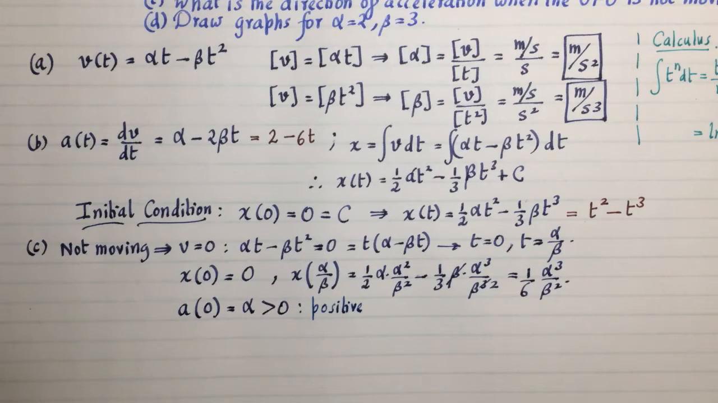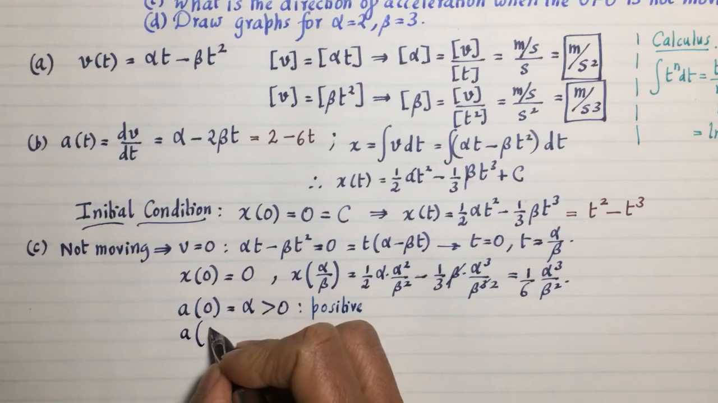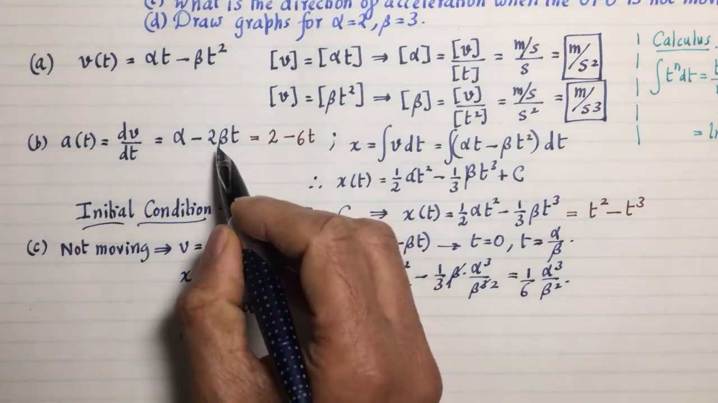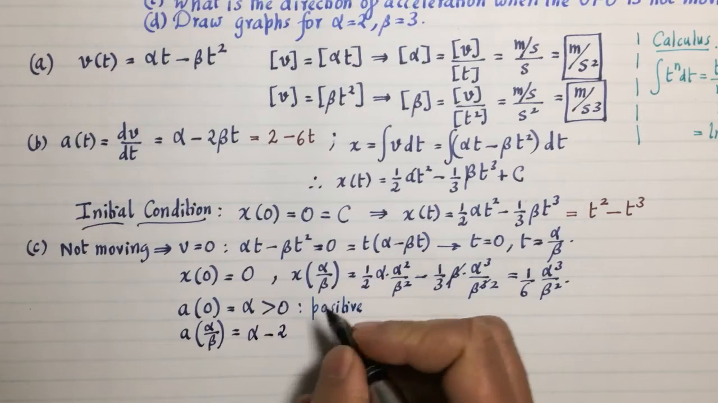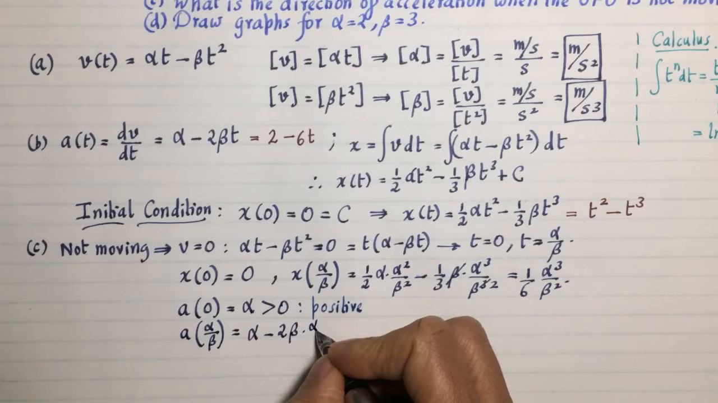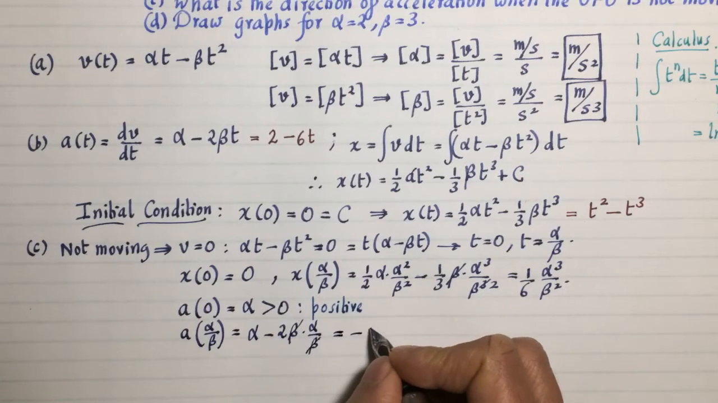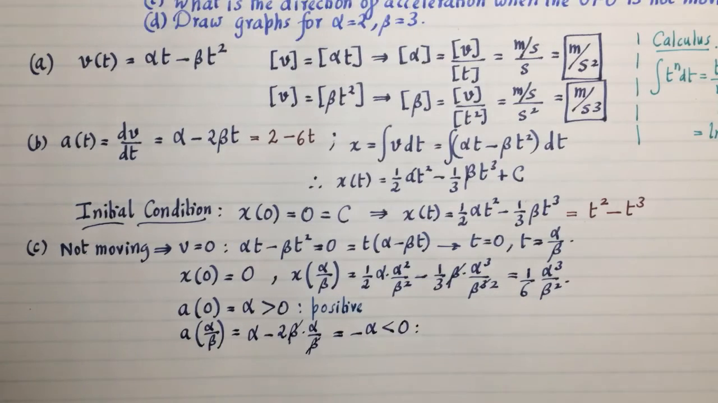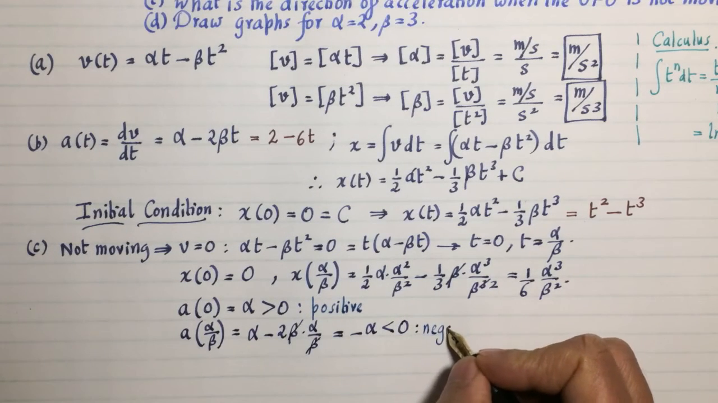Okay, and then the acceleration at time alpha upon beta is going to be, let's put alpha over beta here. So I'm going to get alpha minus 2 times beta times alpha over beta. So that's basically alpha minus 2 alpha, which is negative alpha. And since alpha is positive, this is negative. So that's the answer to this question. At the later time, the UFO will accelerate in a negative direction.